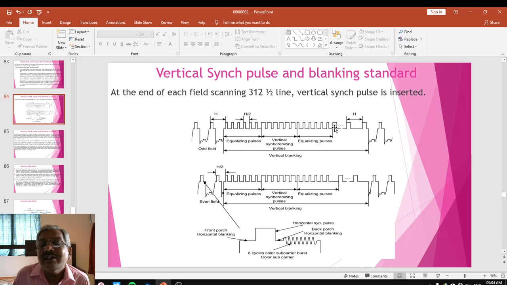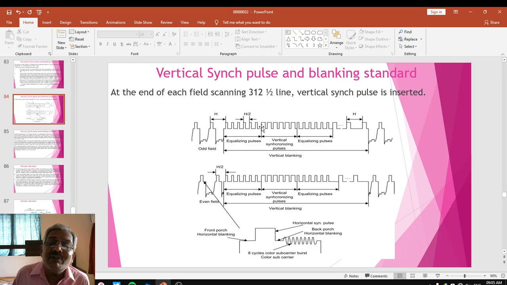After that, again the next field starts scanning in this particular way, and when the 625th line is scanned and the spot reaches the right of the bottom of the screen, again the same set of pulses is introduced, also carrying pre-equalizing pulses, vertical sync pulses and post-equalizing pulses.